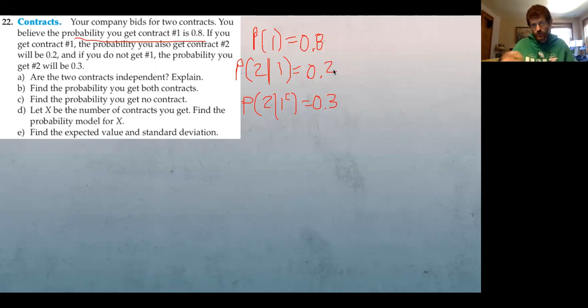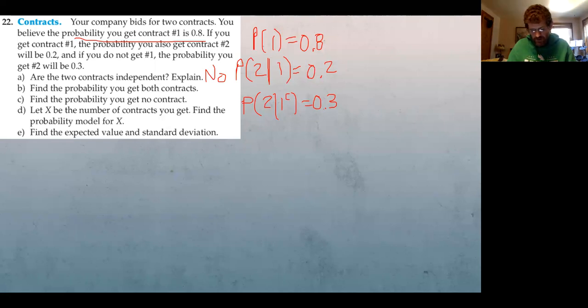So, just the shorthand is, these are not independent because the probability changes based on the outcome of contract one. All right, so I'll just put a no here. I won't write that full thing out. All right, what's the probability we get both contracts? The next question is, what's the probability we get no contracts?